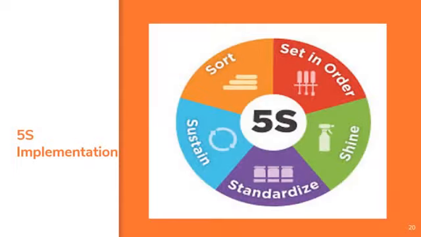And of course, we also have the 5S implementation. And what is this 5S? So we have here the sort, straighten, shine, standardize, and sustain. Okay, let's try to look at them one by one. By the way, these five principles comprise the 5S lean manufacturing method, which originated in Japan.